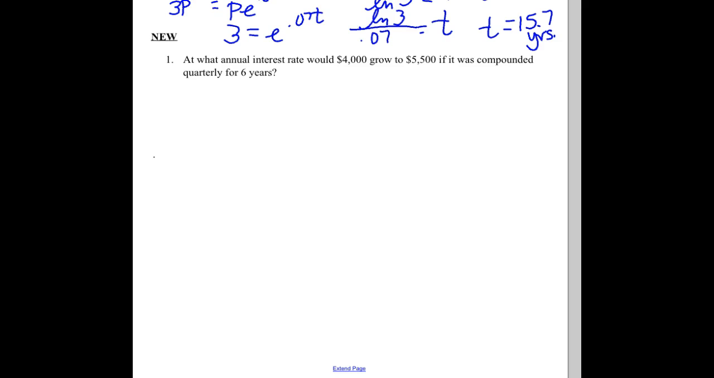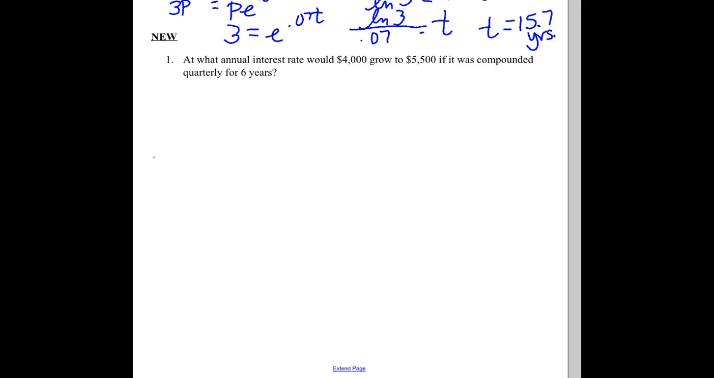We are looking for other things, like maybe we need the starting principal, or maybe we need to know what rate is needed. In this first one, it says, at what annual interest rate would 4,000 grow to be 5,500 if it was compounded quarterly for 6 years? Okay, I'm going to pause the video for a minute. I want you guys to write out what you know, fill into your formula the pieces that we already know.